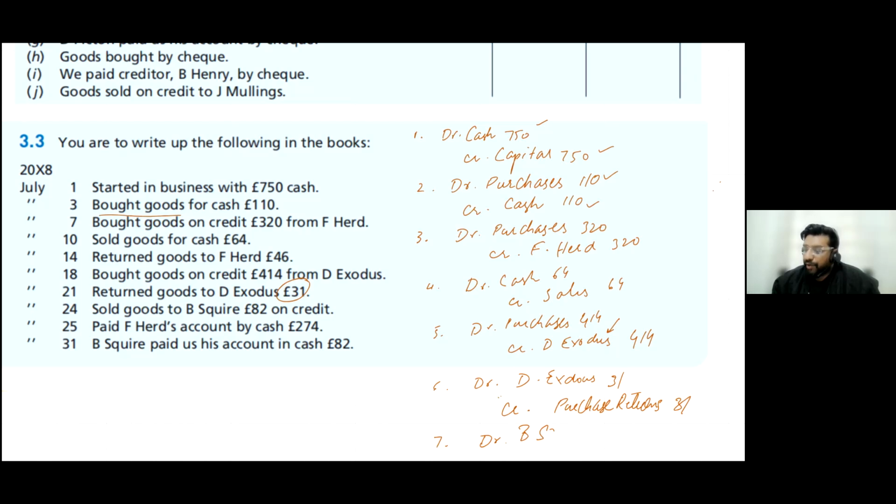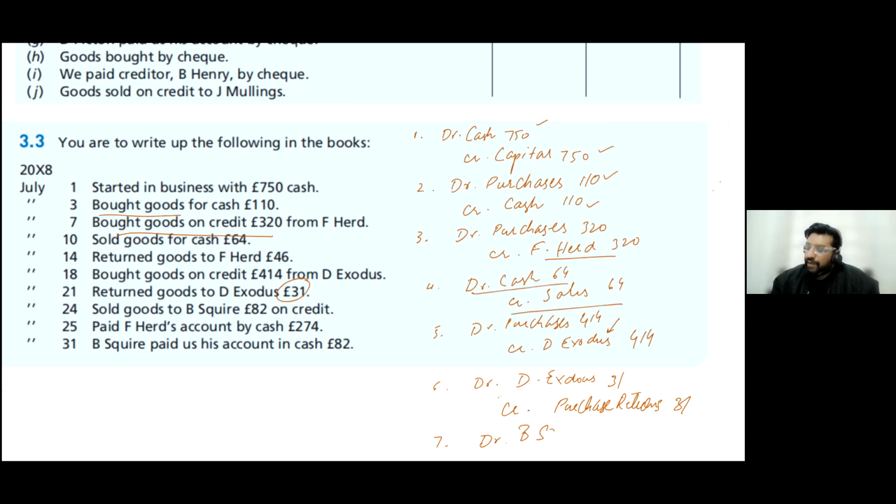Okay. Bought goods on credit, 320. So purchases are going to be debit because our goods are increasing, but our liability is also increasing because of F Heard. So F Heard credit. Sold goods for cash, 64. Because we got the cash, cash is an asset and that asset is increasing. So we debit cash and we credit sales.